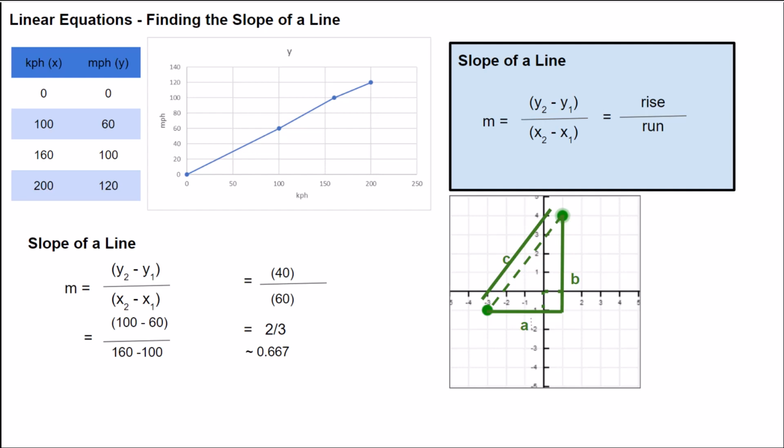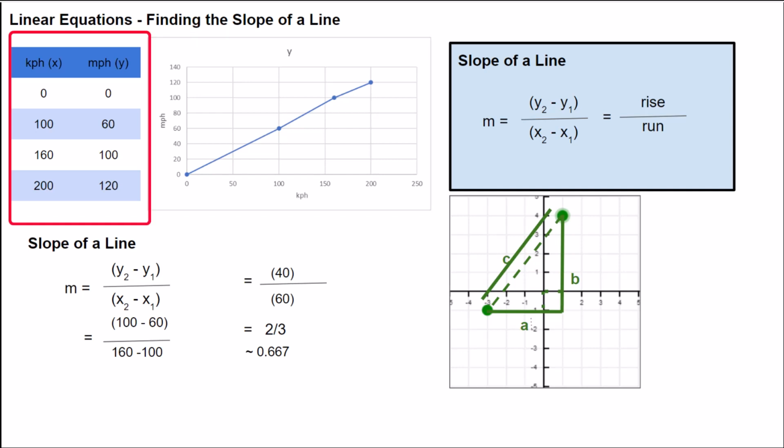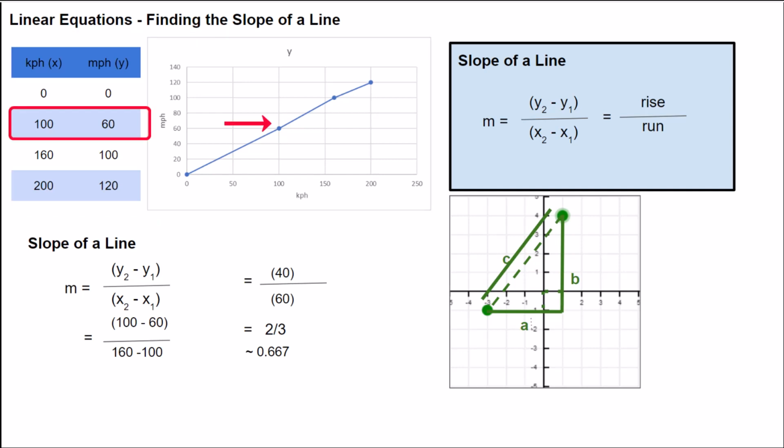At other times, we may want to develop a formula from a set of data points that we've drawn a line through. As is the case here, we've basically made a line chart that shows a conversion from kilometers per hour to miles per hour. As you can see in the table on the left here, 100 kilometers per hour is roughly equal to 60 miles per hour, and 160 kilometers per hour is equal to 100 miles per hour. 200 kilometers per hour is roughly equal to 120 miles per hour.